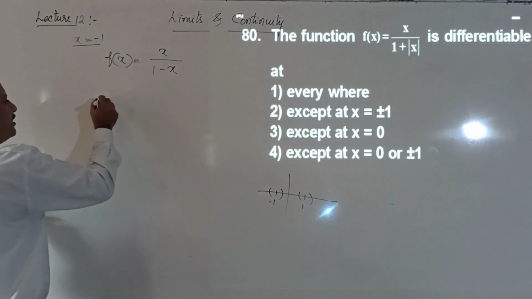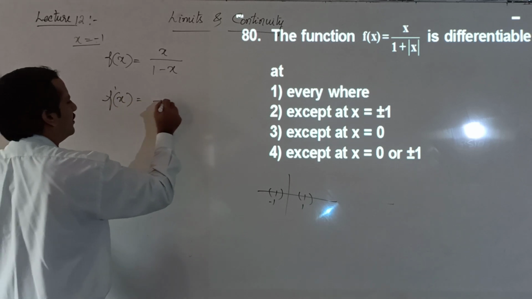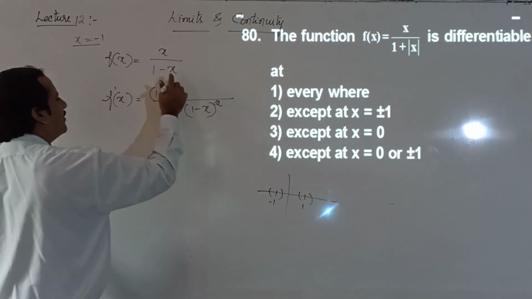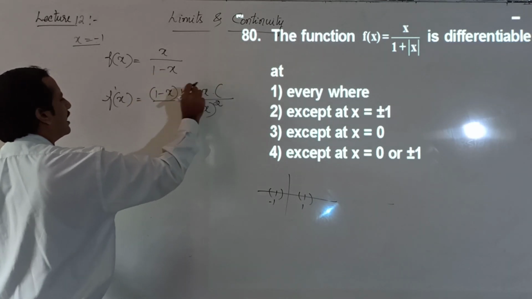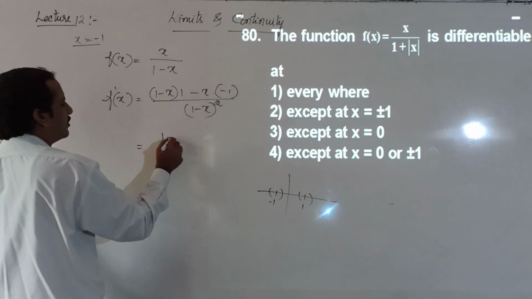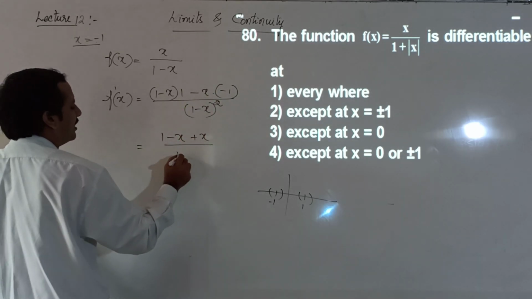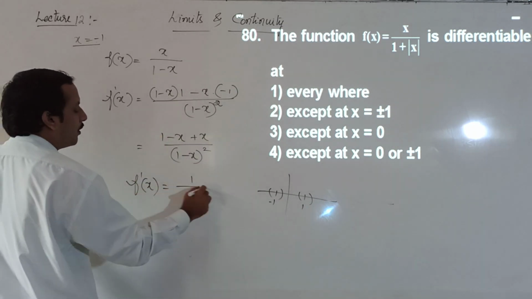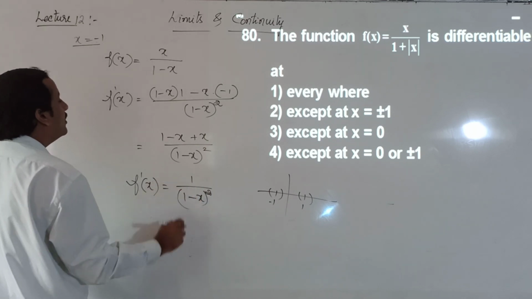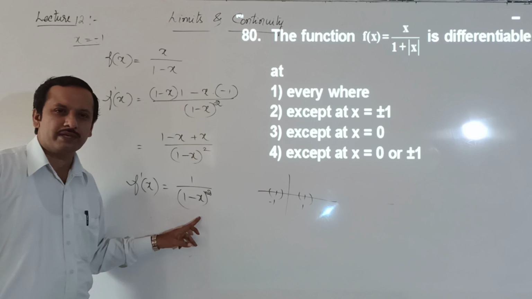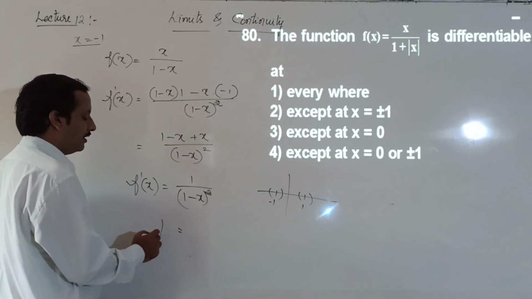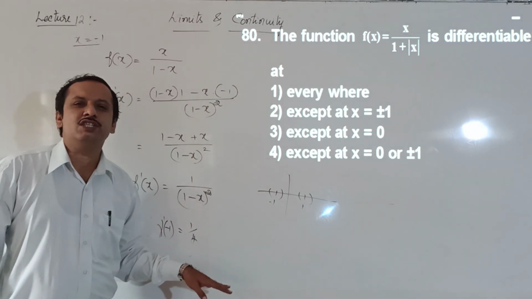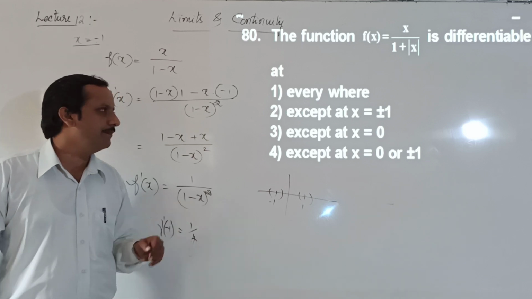Okay. Now you find out f'(x). f'(x) is equal to, in the denominator, (1 minus x) whole square. In the numerator, (1 minus x) into derivative of x, which is 1, minus x into derivative of (1 minus x), which is minus 1. That's equal to (1 minus x plus x) divided by (1 minus x) whole square. x gets cancelled. f'(x) is equal to 1 by (1 minus x) whole square. We are talking about x equal to minus 1. Put x equal to minus 1 here. We get 1 by 4. f'(minus 1) is equal to 1 by 4. That means the function is differentiable at x equal to minus 1 also.